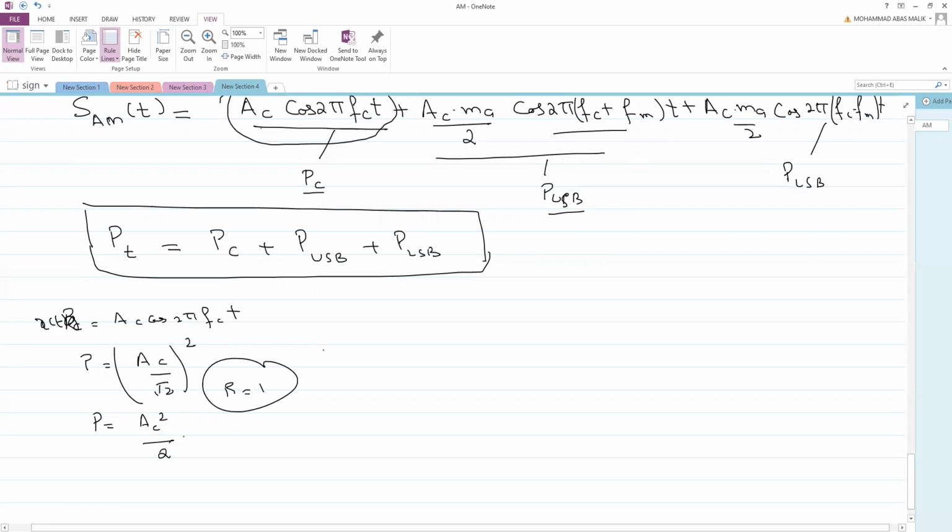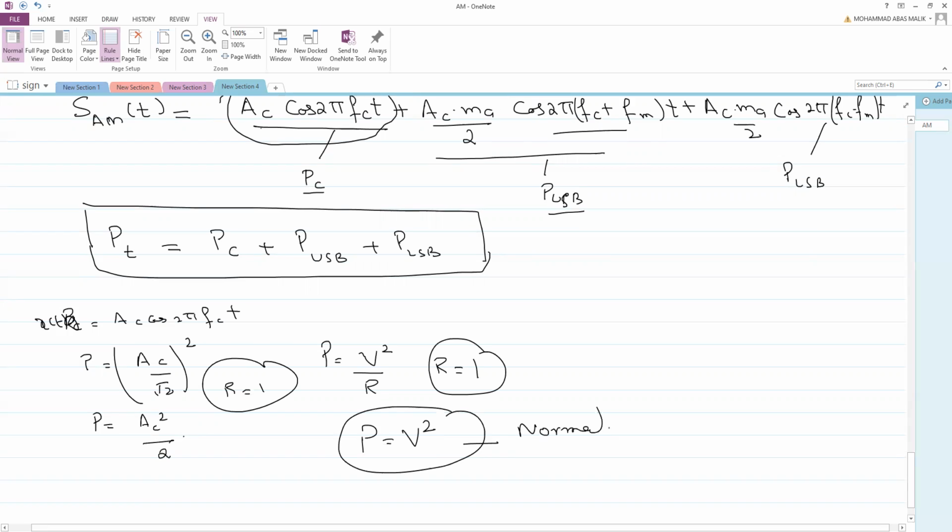Because power is always equal to voltage square divided by R, where R is resistance. If you put the value of R equal to 1, then you will get power equal to voltage square. And this is called normalization, or normalized power value, because you have put the value of resistance equal to 1. So the same is the case I'm applying here: power will be equal to (Ac/√2) whole square, divided by R, and R you can put as 1, so you will have power equal to Ac²/2. This is for the carrier signal.